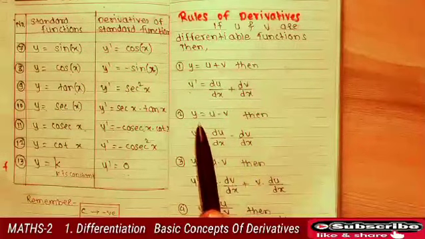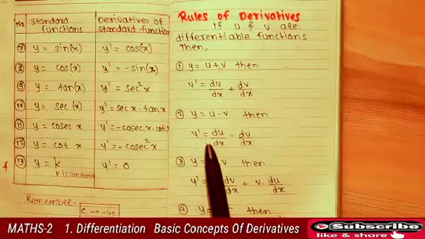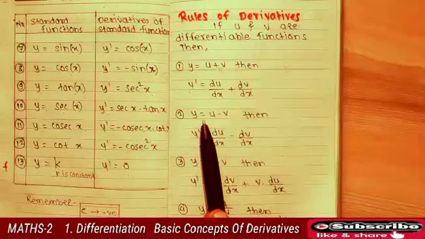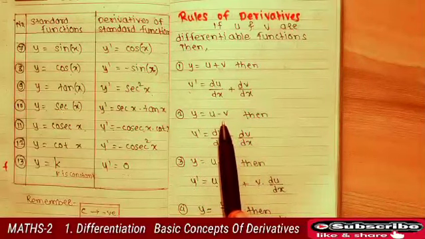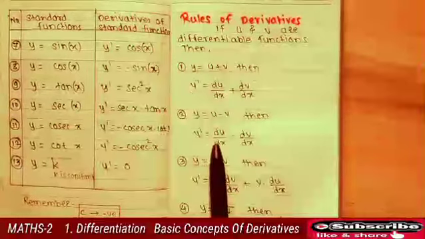Second rule, y equals u minus v, then y dash equals du by dx minus dv by dx. That is, if your functions are separated by a difference or minus sign, then its derivative also becomes separated with a minus sign.